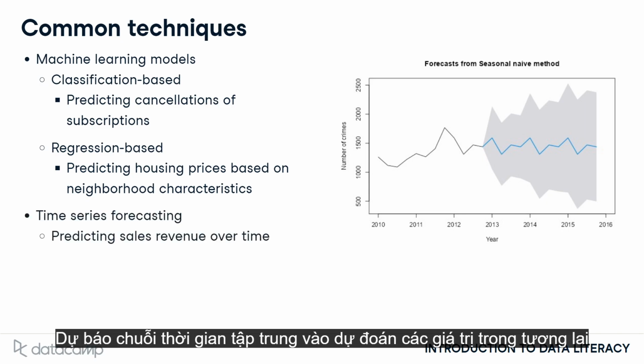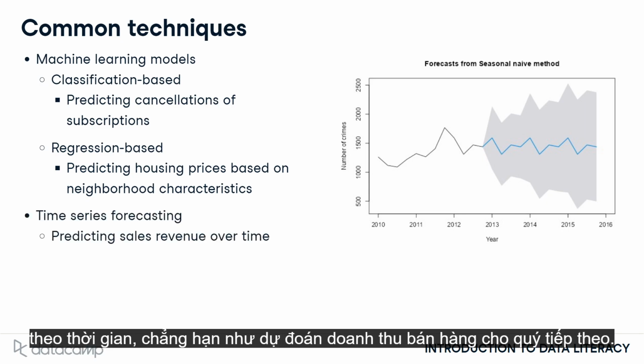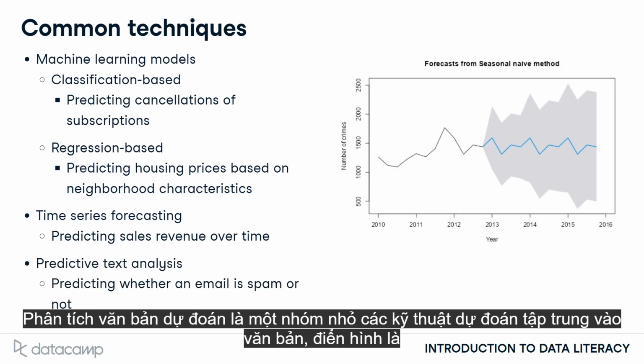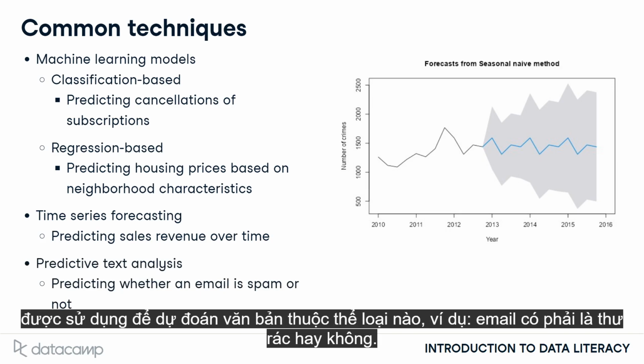Time series forecasting focuses on predicting future values over time, like predicting sales revenue for the next quarter. Predictive text analytics is a subgroup of predictive techniques focused on text, typically used to predict which category a text belongs. For example, whether an email is spam or not.